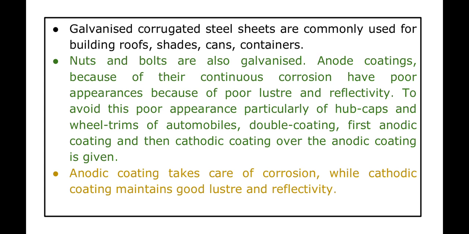Anodic coatings, because of their continued corrosion, have poor appearance because of poor luster and reflectivity. And to avoid this poor appearance, particularly of hub caps and wheel trims of automobiles, a double coating, first an anodic coating and then a cathodic coating over the anodic coating, is given. Then the anodic coating takes care of the corrosion, while the cathodic coating maintains good luster and reflectivity. In such cases, steel is first flash coated with copper and buffing is done.